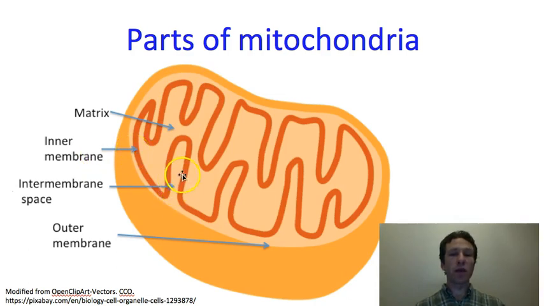The space between the inner membrane and the outer membrane, so this whole space, is called the intermembrane space because it's between them. Finally, the name for the space inside the inner membrane, it's called the mitochondrial matrix. And this is where many of the important reactions will occur that we will discuss.